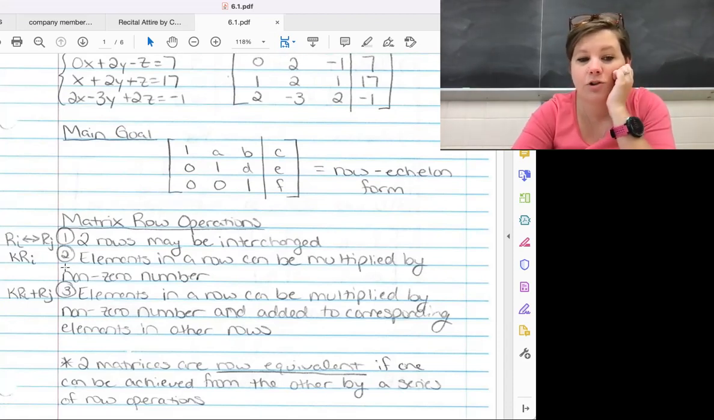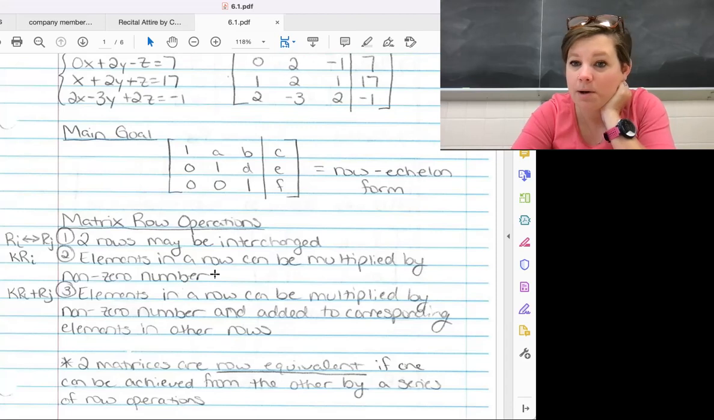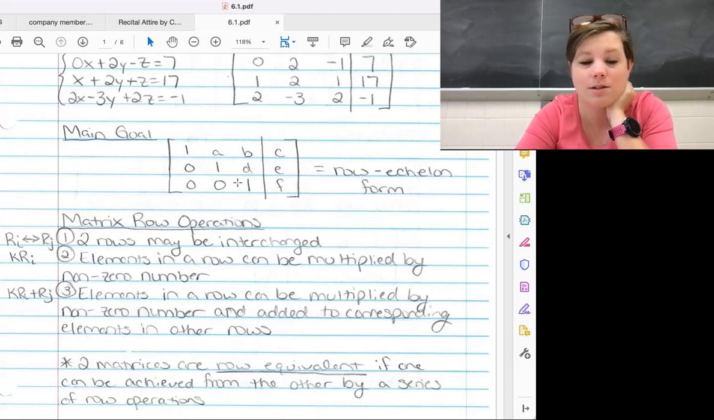The second matrix row operation is K times Ri. We can multiply the elements in a row by any non-zero number. Notice it says non-zero. So it can be a positive number, a negative number, it can be a fraction. We do this in order to get those ones. You see those ones in our diagonal? We're going to use K times Ri to get those ones.